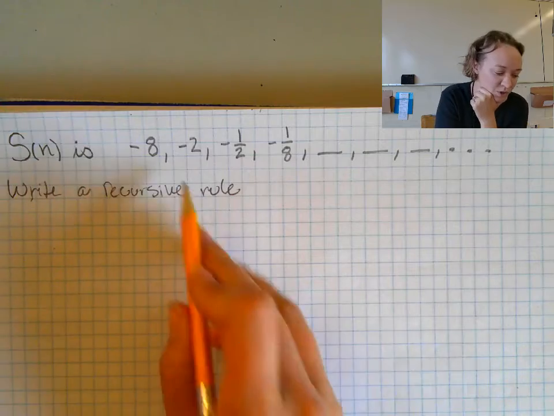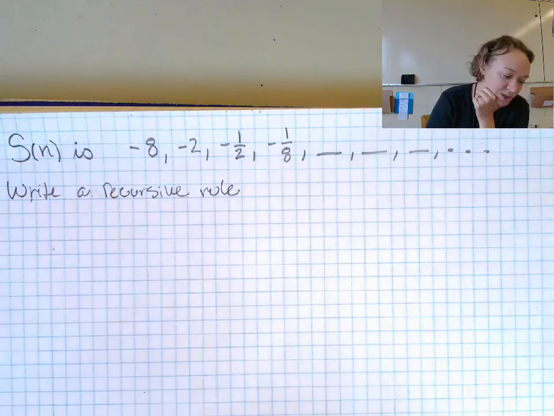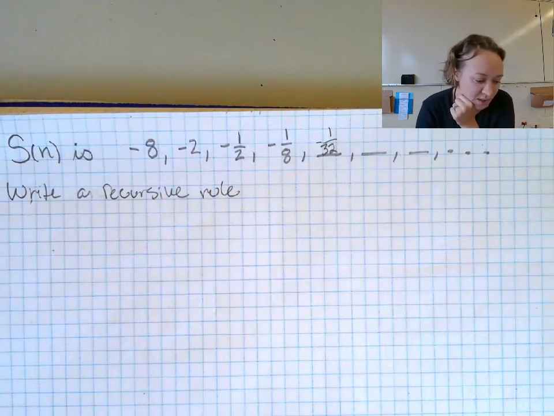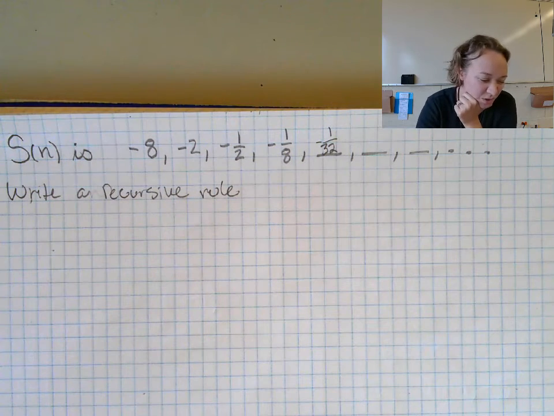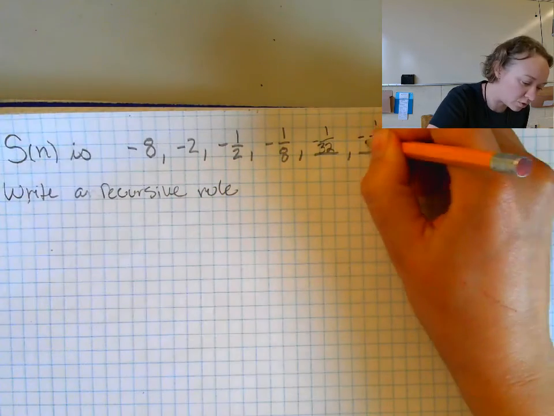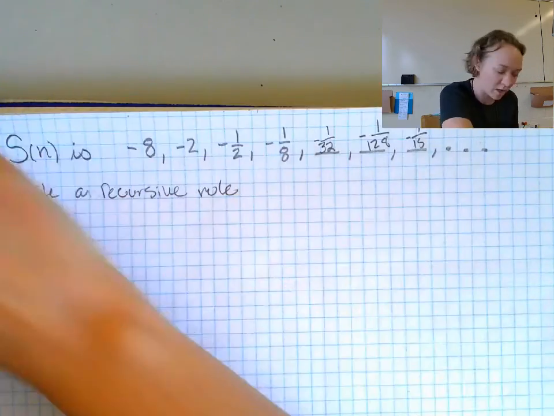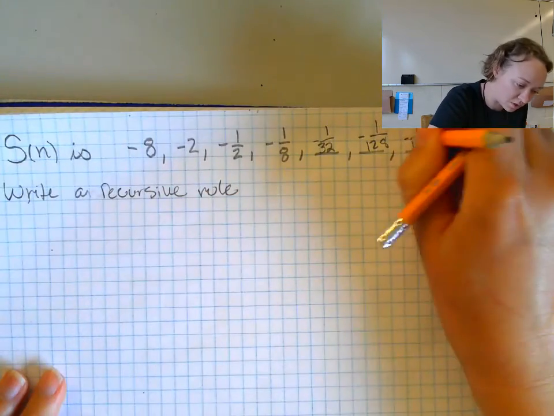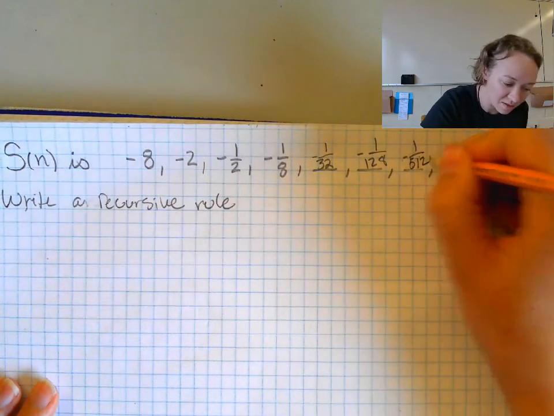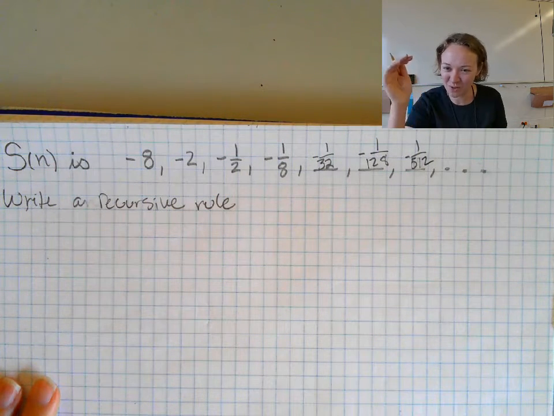All right, so did you decide that we're dividing by 4 each time? So after -1/8, it would be -1/32, and then -1/128, and -1/512. Very small numbers very quickly. Side note, is this ever going to turn positive? No, it's just going to keep getting closer and closer and closer to 0.